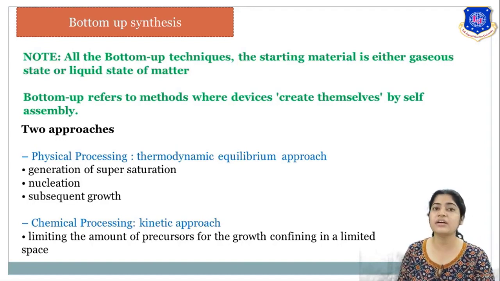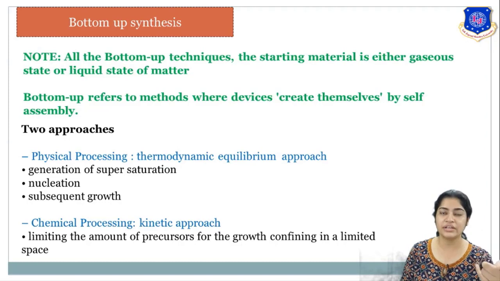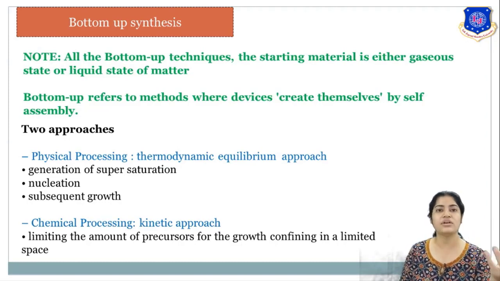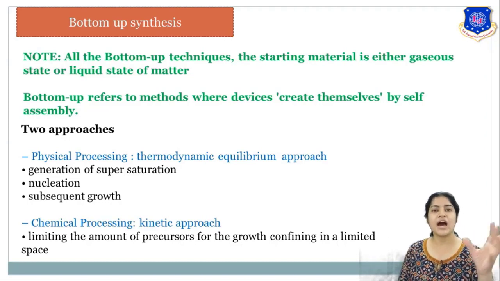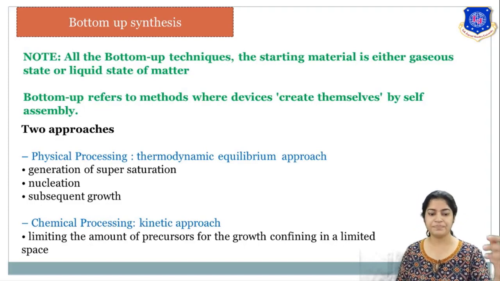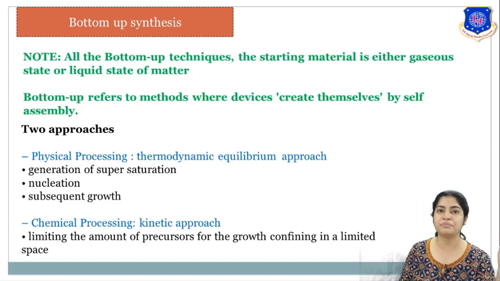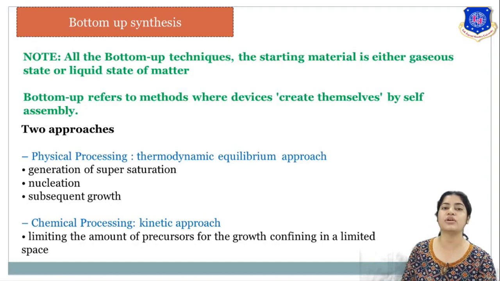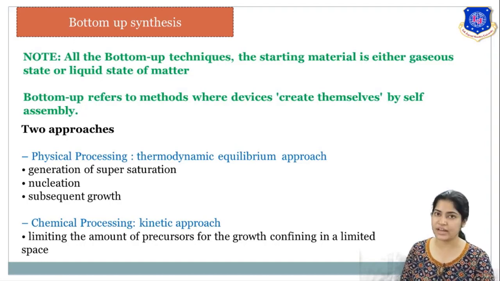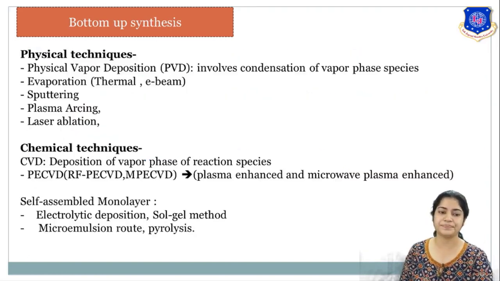Next are chemical processes, also known as the kinetic approach. If a reaction is carried out, you need to work on chemical kinetics, so that is your kinetic approach. How can you control the chemical processing? If you limit the amount of precursors responsible for carrying out the reaction, for growth confined in a limited space, then you can control its processing. So that is important in chemical processing.